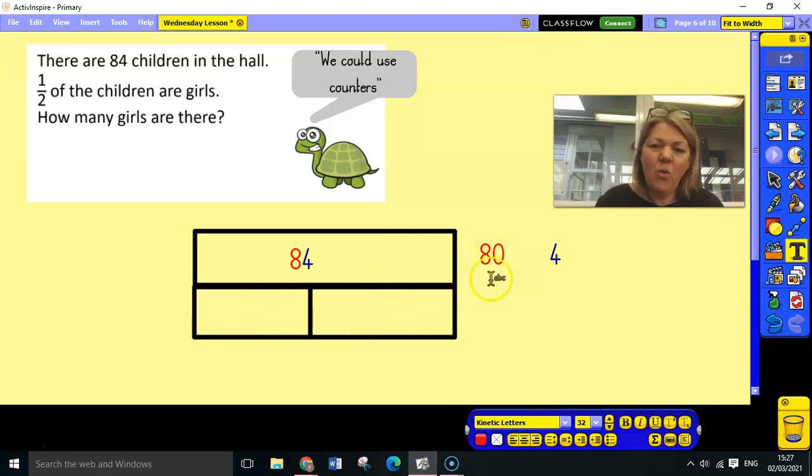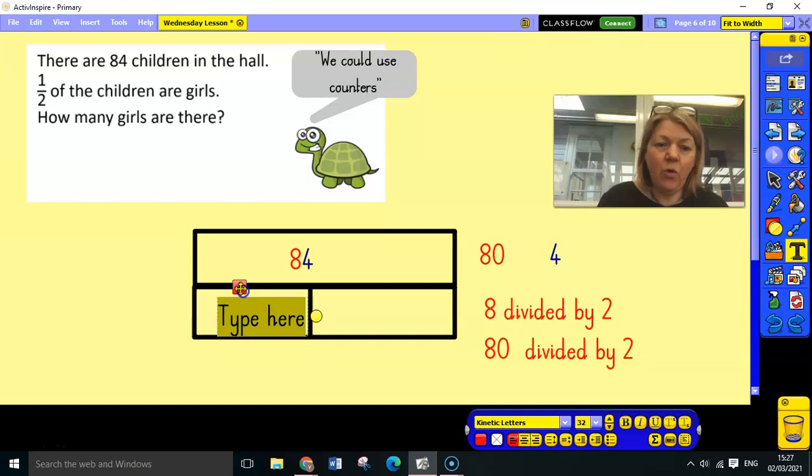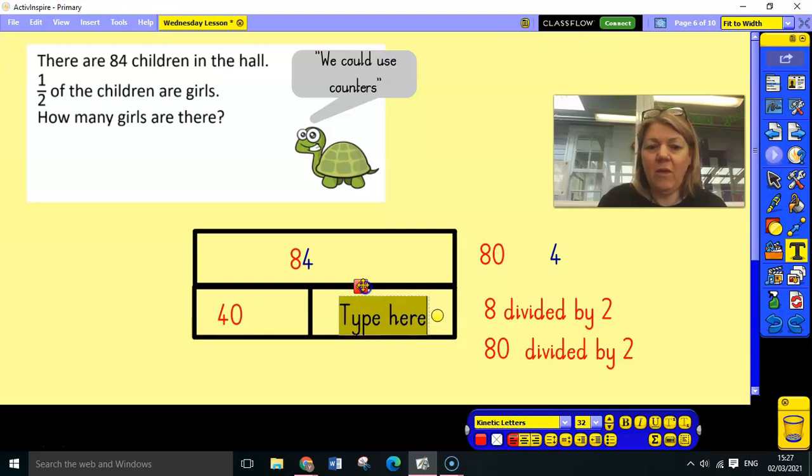Well, if I know what 8 divided by 2 is, I know what 80 divided by 2 is, don't I? Because I just make it 10 times bigger. And I know that 8 divided by 2 is 4, so 80 divided by 2 is 10 times bigger, which is 40. And I know what 4 divided by 2 is. I know that that is 2.